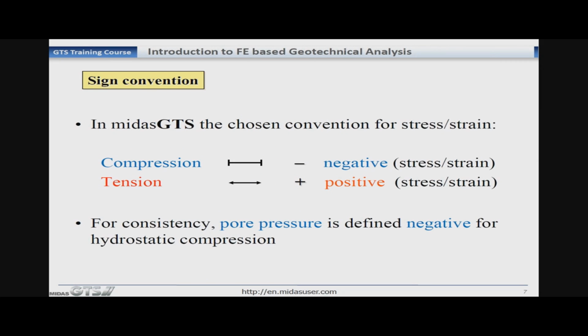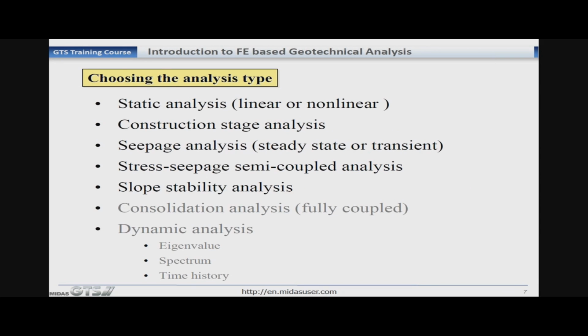In Midas GTS we have chosen the following convention for stress and strain. Compression is considered negative and tension is considered positive. And for consistency, the pore pressure is defined negative for hydrostatic compression. So these are the basic assumptions behind the finite element analysis in Midas GTS.